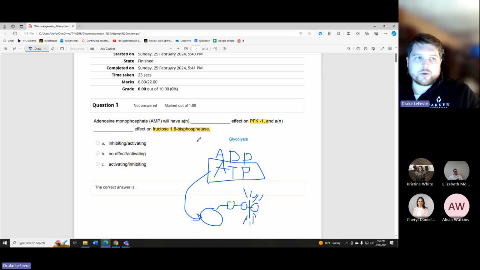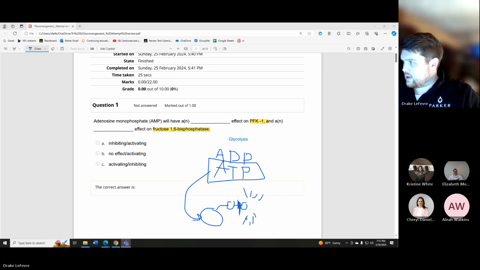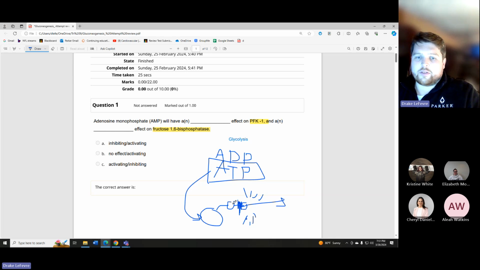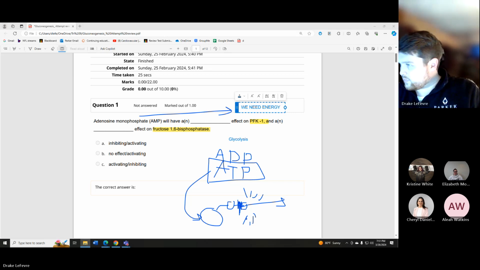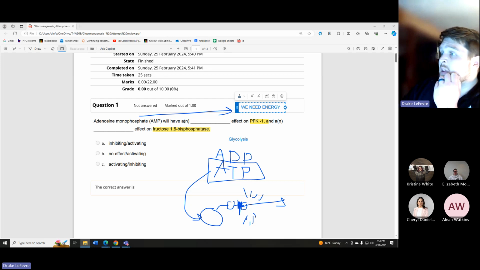But in certain instances, we will also break off this second phosphate off of ADP. Then that second phosphate will break off, get released, and then it forms our adenosine monophosphate. So when we have a whole bunch of adenosine monophosphate, what that means is we need energy. Okay? Let me pull up the book really quick.